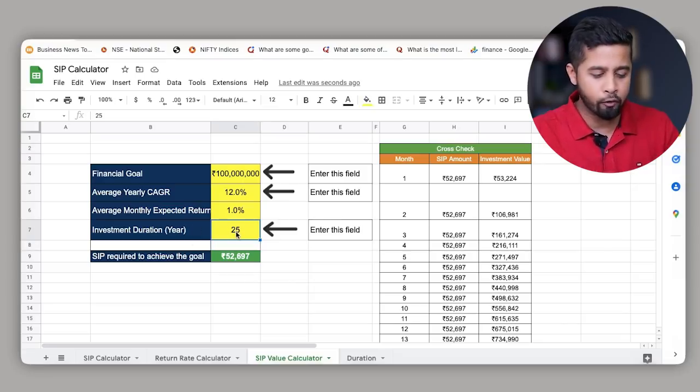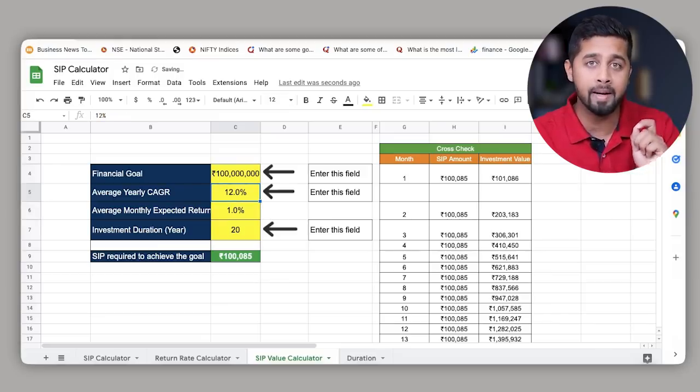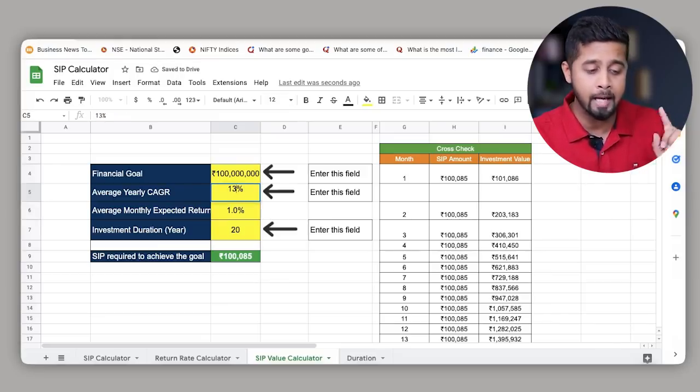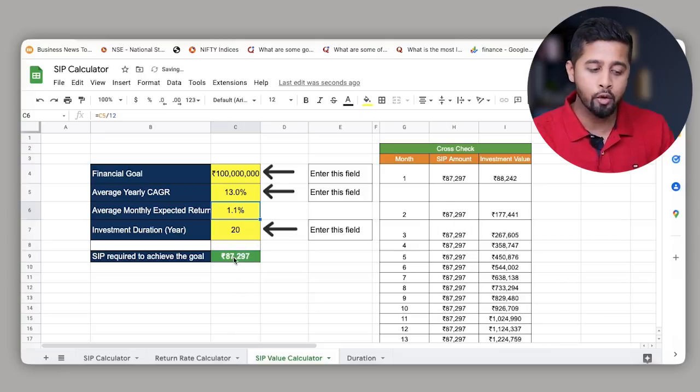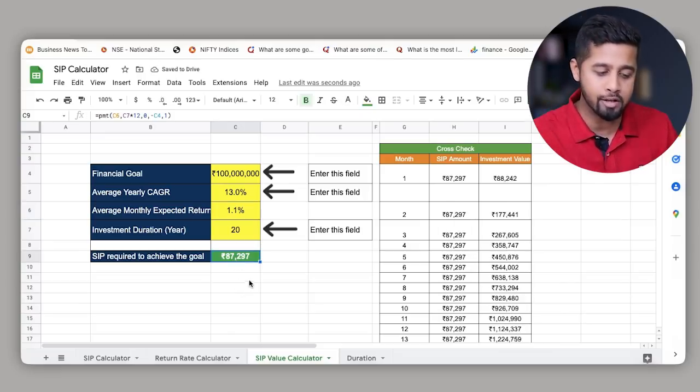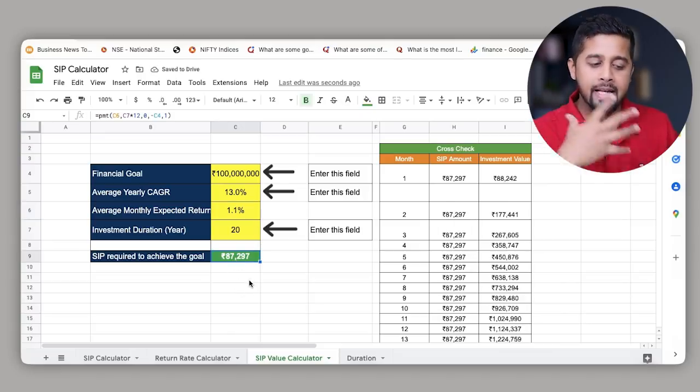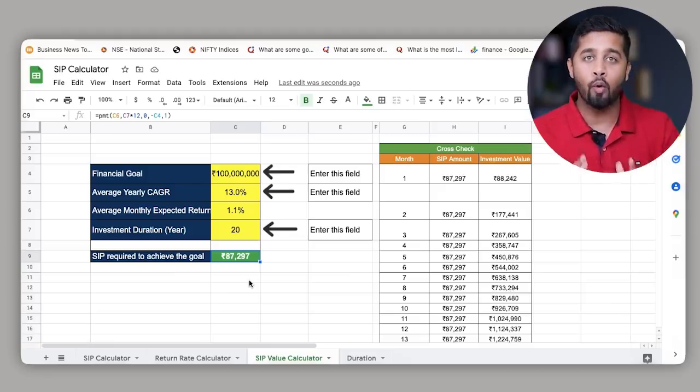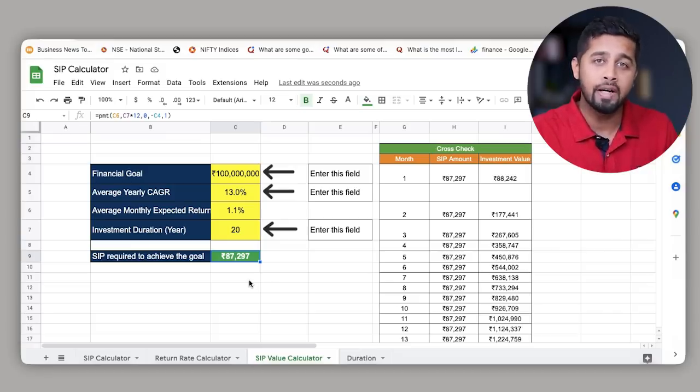Now let's say instead of 25, you just invest for 20 years, and instead of 12%, you expect a return of 13%. In that case, you need to make an SIP of 87,297. So this case basically helps you understand what is the amount you need to invest on a monthly basis to achieve your corpus of 10 crore.